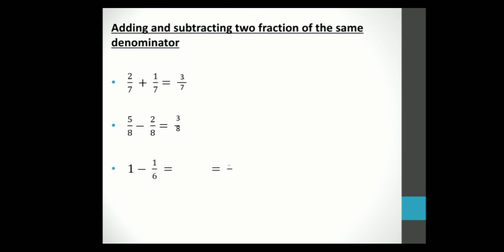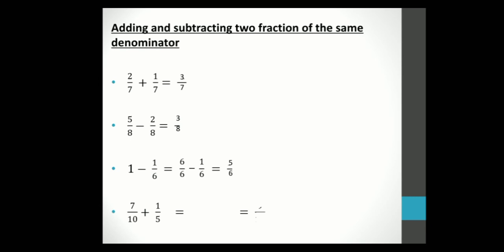1 minus 1 over 6. We know that we can convert 1 to be any number over itself. And I need to get a similar denominator. So I can convert 1 to be 6 over 6. Now, I can subtract 6 over 6 minus 1 over 6. So first, we put 6 down. And then, we do 6 minus 1. 6 minus 1 equals 5. So the result is 5 over 6.